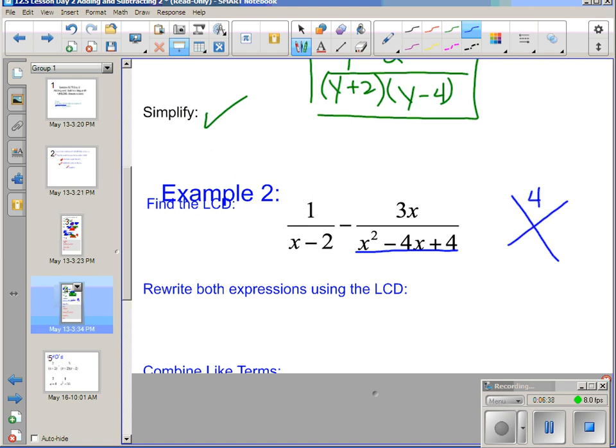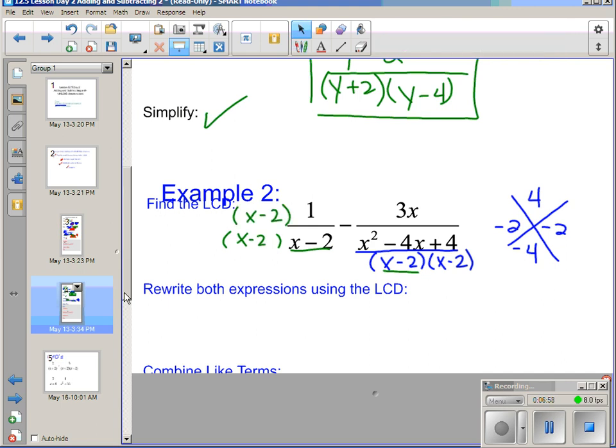I'm going to multiply to 4, add to negative 4. That's negative 2 and negative 2. So this factors to x minus 2, x minus 2. And that's nice because I already have 1 over here, but I need 2 of them. So I need to multiply this first one by x minus 2 and x minus 2.